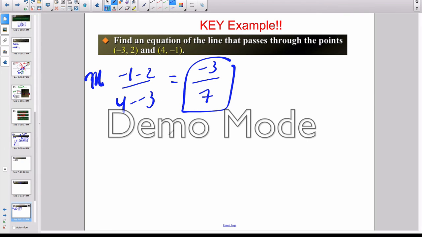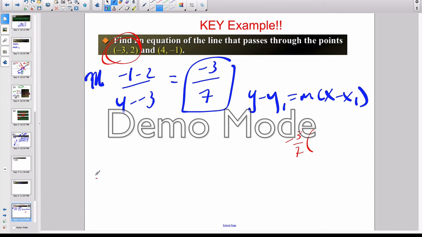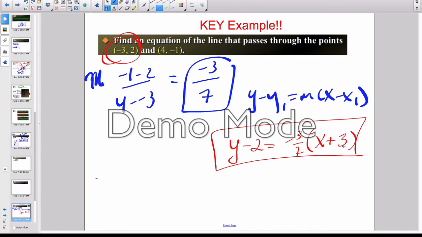So our go-to formula is y minus y1 equals slope times x minus x1. And what we're going to do is plug in our slope and then plug in a point, let's use this one. It doesn't matter which point we use, we just got to pick one. So we're going to do y minus 2 equals -3/7 times x minus -3, so x plus 3. That is sufficient. You should also be able to change that to y equals form if needed.